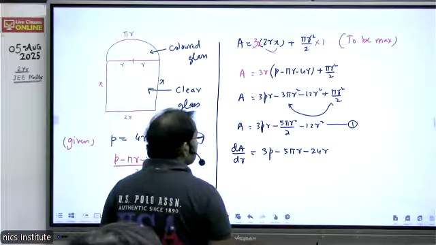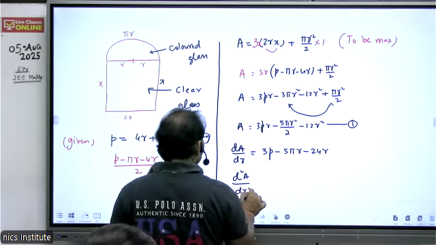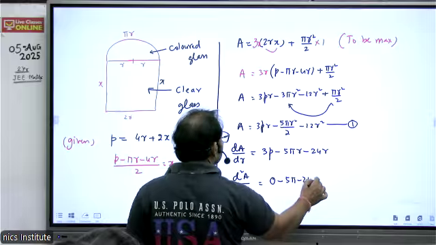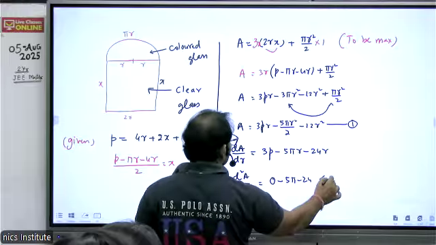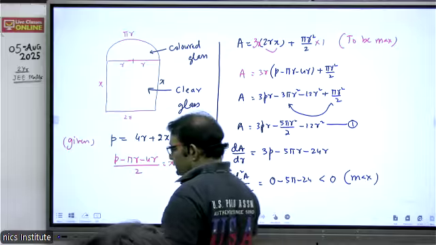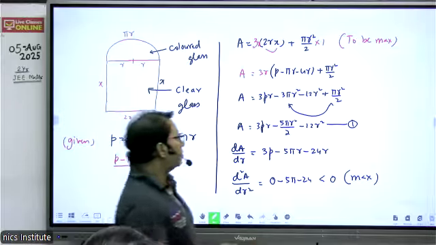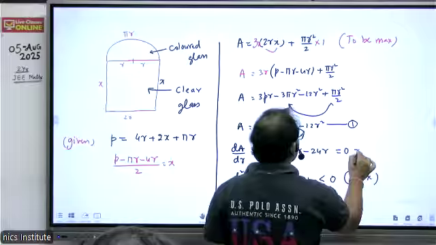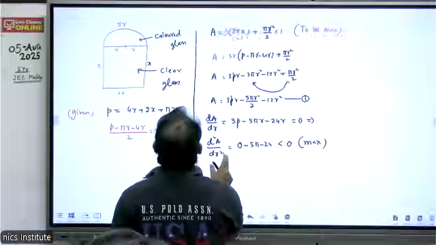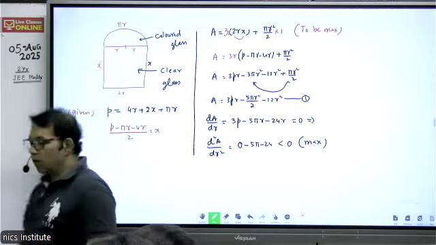So if I differentiate once, I'll get this. I find the second derivative also, d2A by dr square, which would be, 3p is a constant, 5 pi minus 24, which is a negative number. That means it is basically a point of maxima. Whenever the second derivative is negative, it would be a point of maxima. So now what you have to do is substitute dA by dr equal to 0, solve for r, and then find the ratio of the two dimensions of the rectangle.